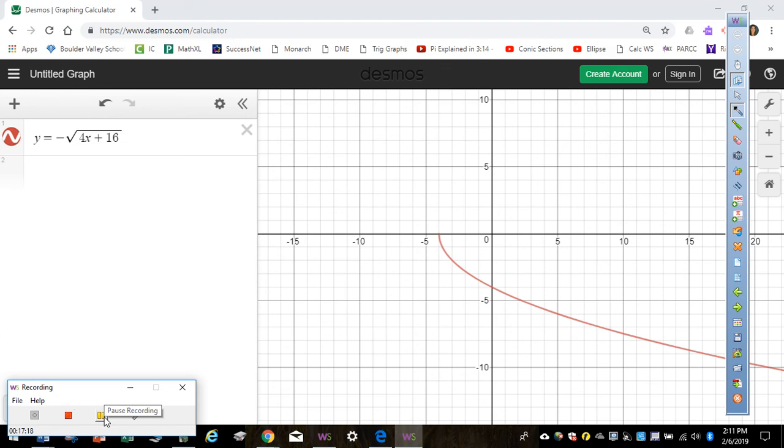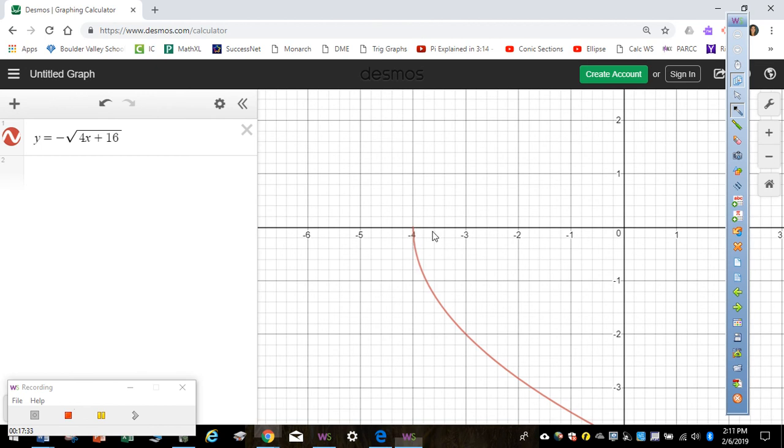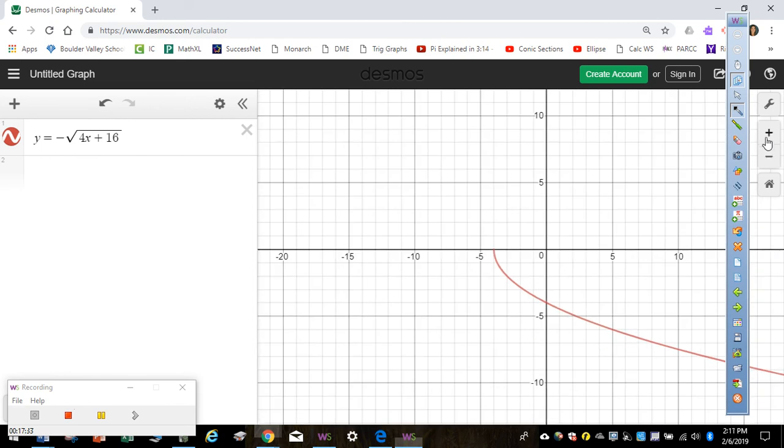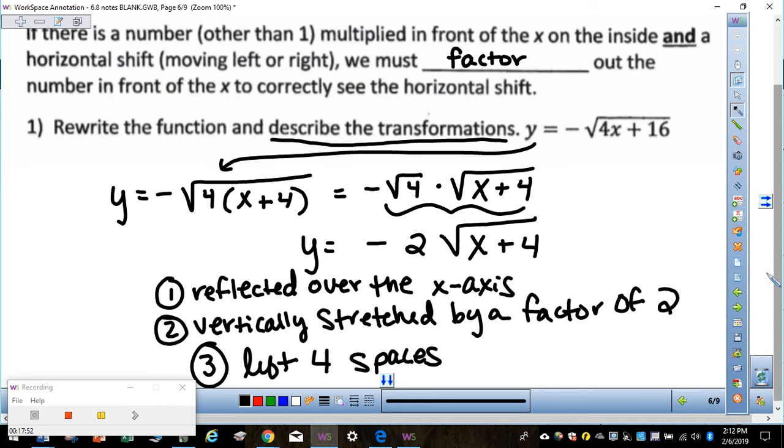So I want to show you over here on Desmos, see that I've typed in the equation in its original form, y equals negative square root of 4x plus 16, and I just want you to see here that it is, again, not moved to the left 16 spaces. It's only moved to the left 4 spaces, and we can see that starting point here is at a negative 4. We can see that it's vertically stretched by a factor of 2. It's a little bit taller, stretched out in that vertical direction, and again, that negative in front is going to reflect it over the x-axis.